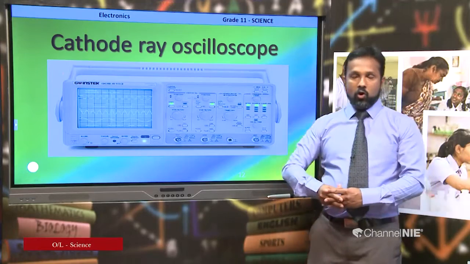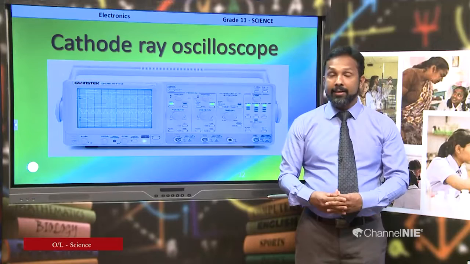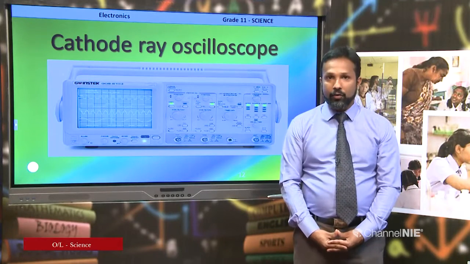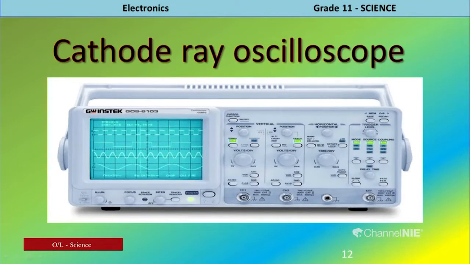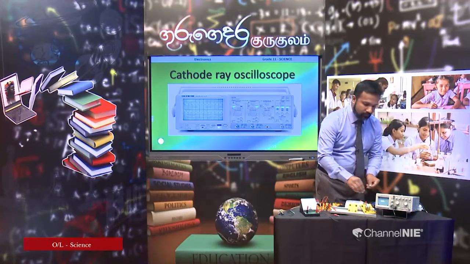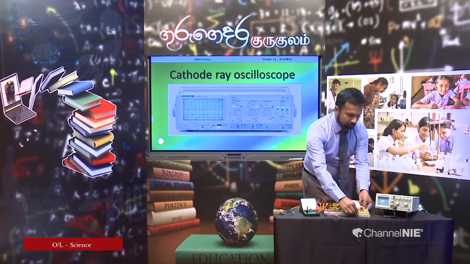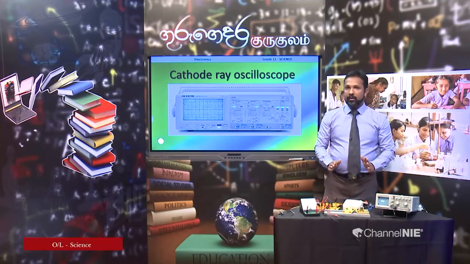We can observe this process using an instrument called a cathode ray oscilloscope. I am going to show you how this conversion of AC into DC takes place with the help of the cathode ray oscilloscope. First of all, I am going to connect the transformer to the main power supply.